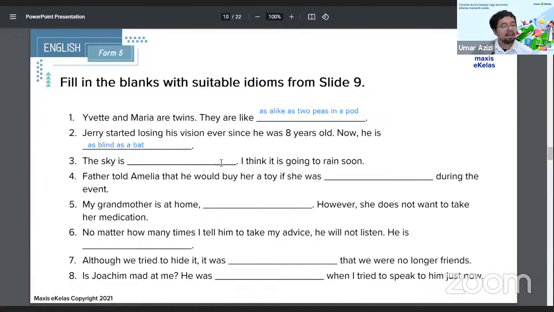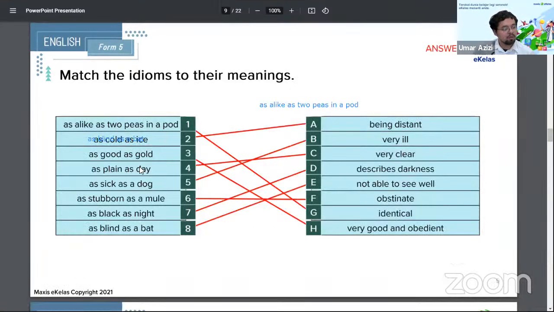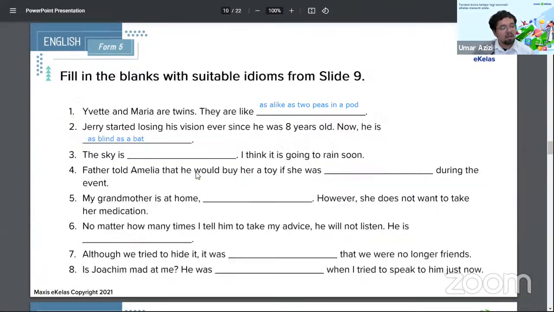Number 3, the sky is something. I think it is going to rain soon. Now, what do we talk about when we talk about the brightness or darkness or the condition of something? Which one could we use? So here we had just now, as stupid as a pig, good as gold, plain as day, sick as a dog. But it's going to rain. So when it's raining, the clouds are dark. What idiom can we use here?